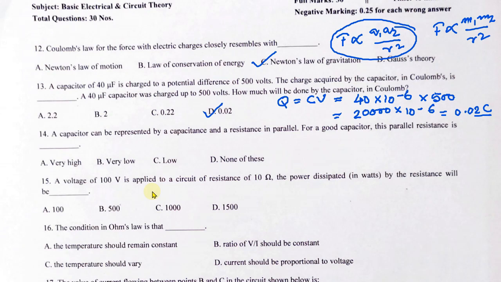Now a capacitor can be represented by a capacitance and a resistance in parallel. Means generally a practical capacitor is represented like this. The R basically represents the losses in the capacitor.